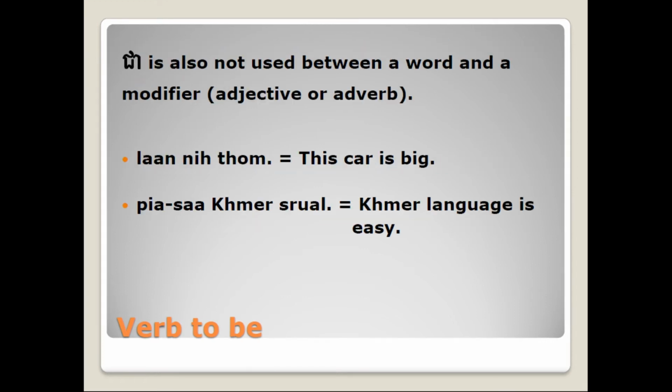The second exception is that chia is also not used between a word and a modifier. Let's look at the example number 1. Lan ni thom. Literally, car this big. So you do not say Lan ni chia thom. Instead, just say Lan ni thom. Second example, ភាសាខ្មែរស្រួល which means Khmer language is easy.